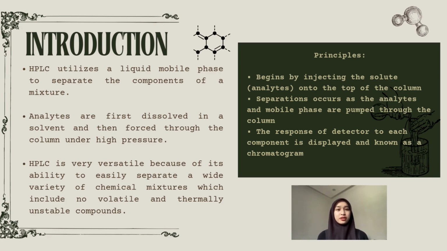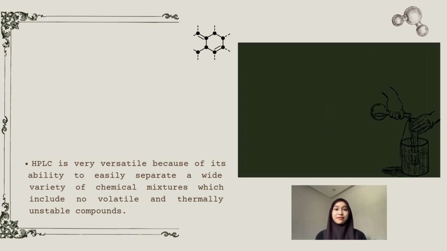For the principle, first, begin by injecting the solute onto the top of the column. Second, separation occurs as the analytes and mobile phase are pumped through the column. And lastly, the response of the detector to each compound is displayed and known as a chromatogram.